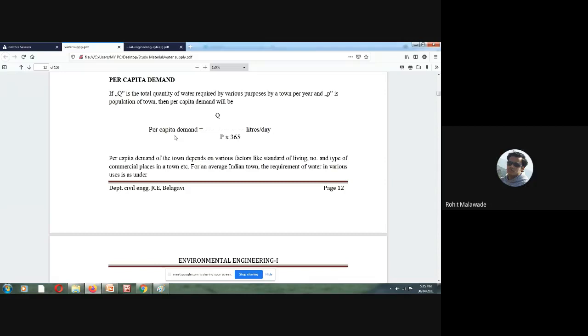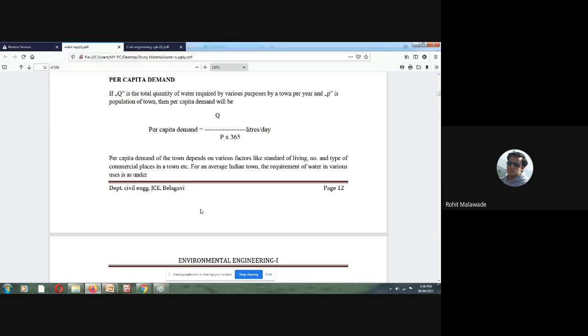Is this concept clear? Yes, sir. Okay. I will repeat it once again. In a town, if I want to calculate the quantity of water required by a person, Q is the quantity of water required by that city or town, divided by P, the population of that town, into 365. Why do we use 365? Because we want to calculate LPCD, liters per capita per day. So we are going to use this formula.